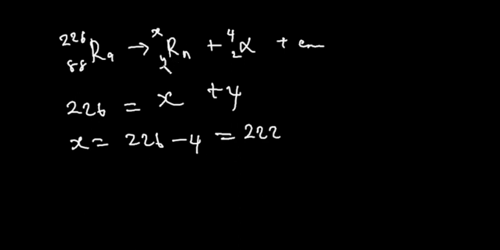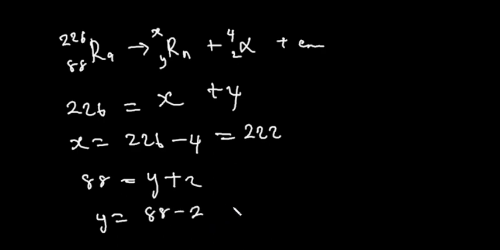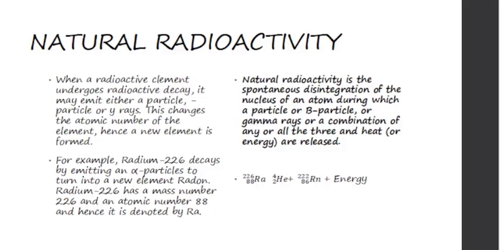In the case of its atomic number, we can do the same thing. 88 equals y plus 2. So the implication is that y is going to be equal to 88 minus 2. If you do that, your value is going to become 86. Hence, the atomic mass of radon is 222, while the atomic number is 86. I presume this was helpful to your understanding of the concept.